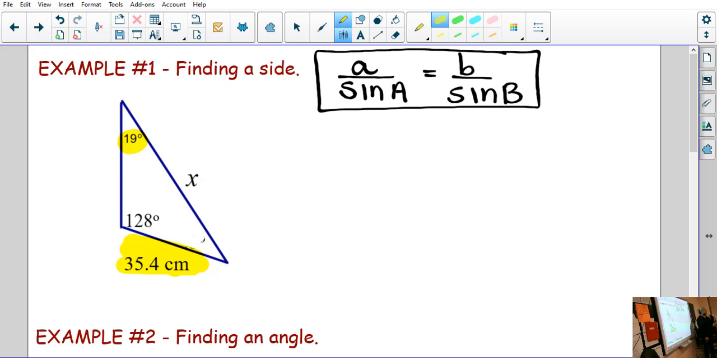So I always have to know a pair, and put your pair that you know on this side. Then I'm either going to know an angle or a side. I need to know one other piece of information. And then what the formula will let me do is find the other part of the pair. So I'll put that over here.